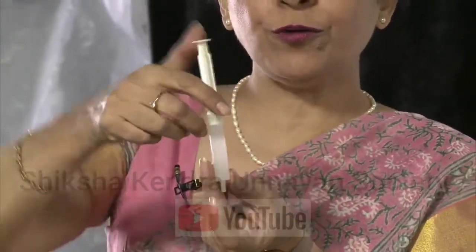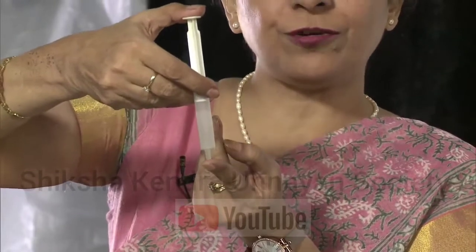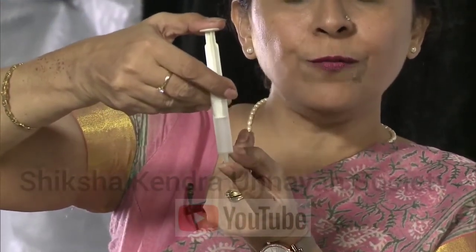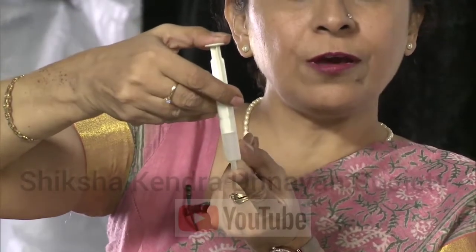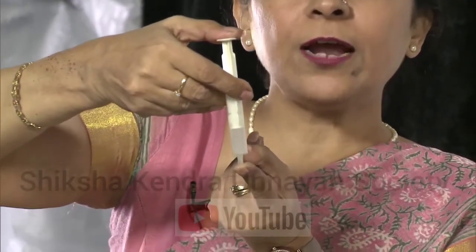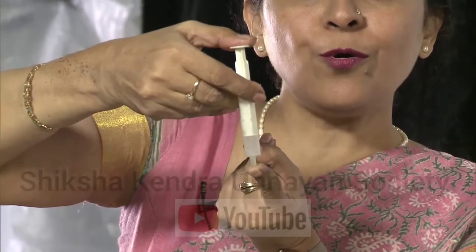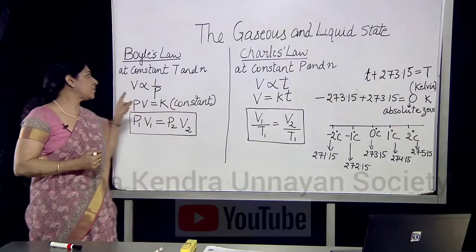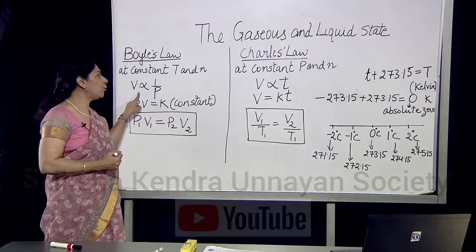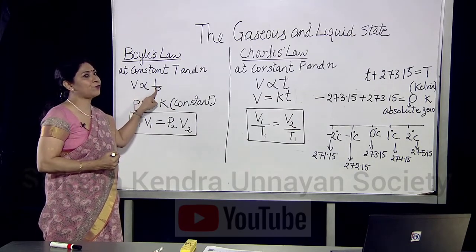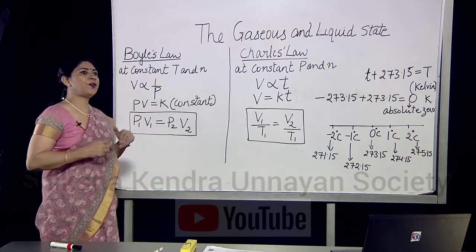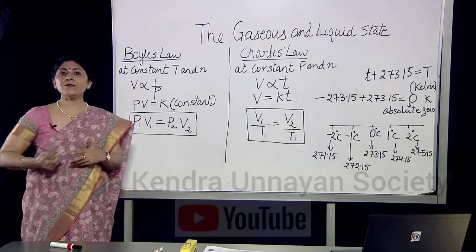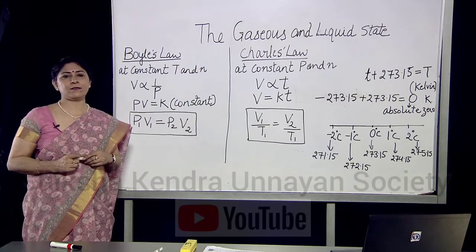Now, what are we going to do? We are applying a pressure. Pressure is more and you can see it is going down. So, volume is becoming lesser. So, this is what Boyle said, that when the pressure is more, volume will become lesser. This is what he explained here, that volume is inversely proportional to pressure. So, pressure is more, volume is less; volume is more, pressure is less.